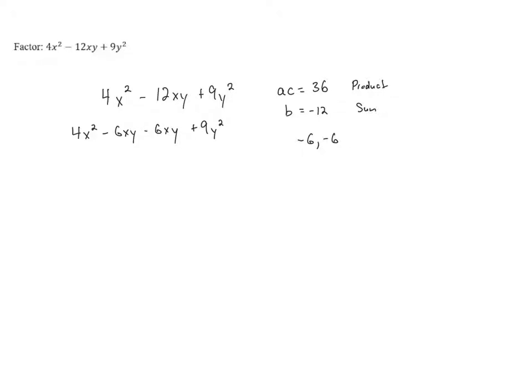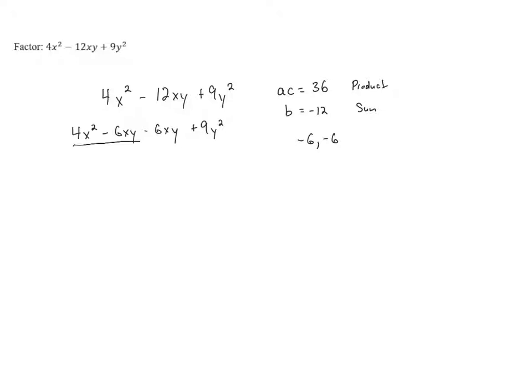When we use the AC method and there's more than one variable, when we split the middle term, we're not going to be splitting up the variables. We're not going to have the x go to one and then the y go to the other. The variables are going to stay the same. We're just splitting up that coefficient. Negative 12 is negative 6 and negative 6. And once we've done this, we can finish off by grouping, just like the ones with one variable.